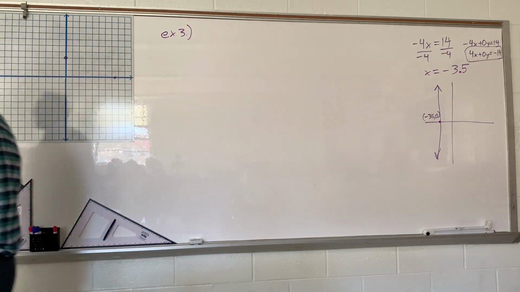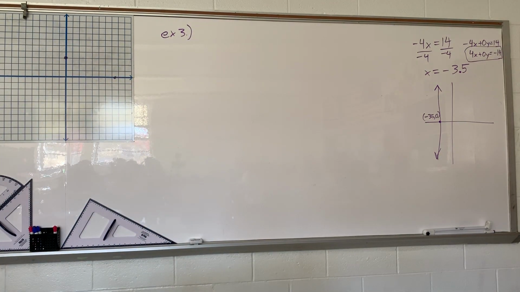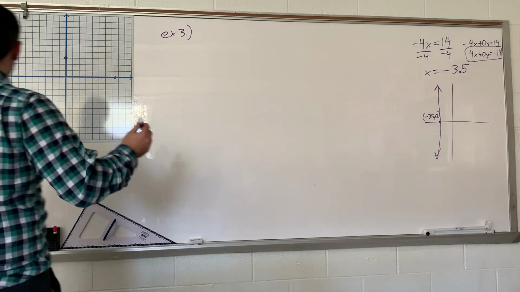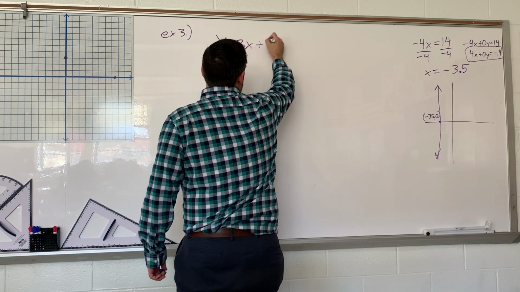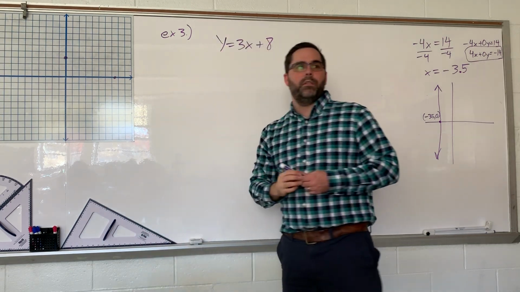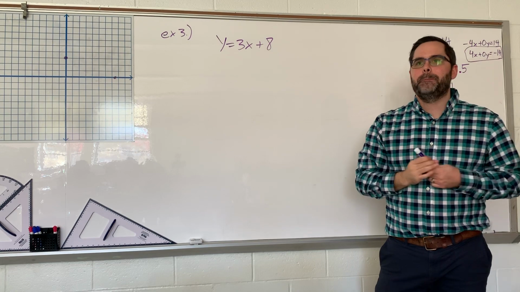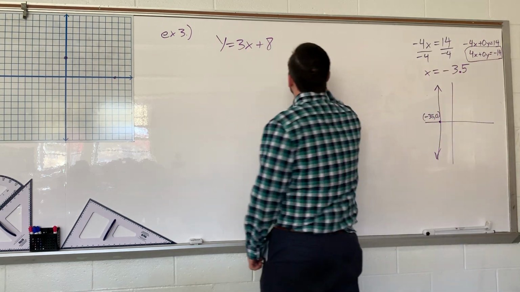All right, so going back to our goals, we identified the x and the y intercepts. We graphed in standard form, and we identified and graphed horizontal and vertical lines. So we're done with the first 3. Now we're going to write equations in standard form. So example 3 is an equation y equals 3x plus 8. We want to write this in standard form. First, what form is this in? Point slope form. Slope intercept form.